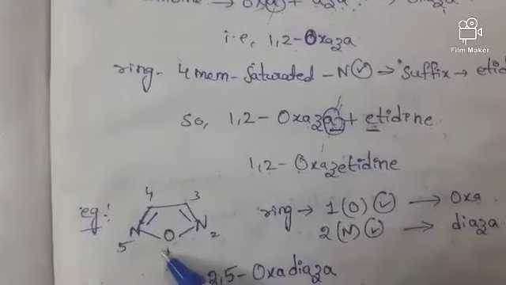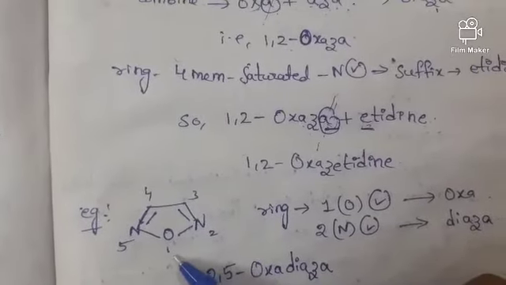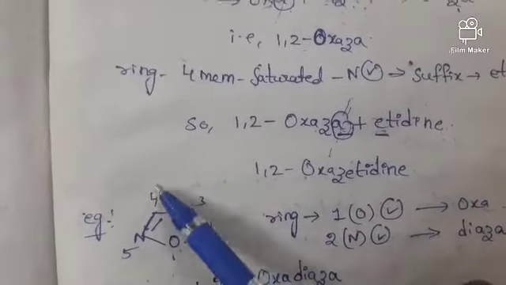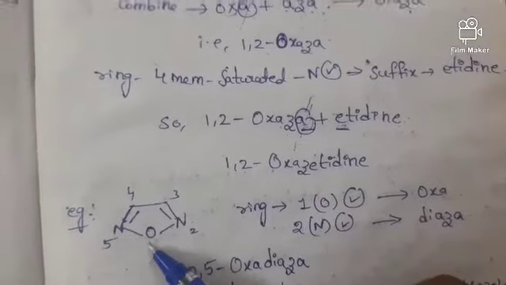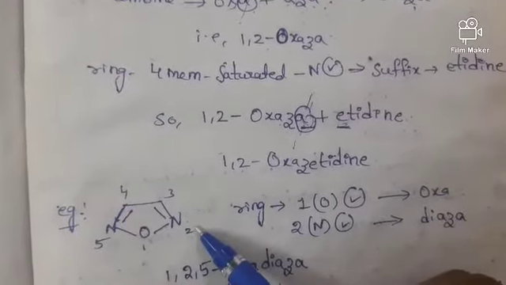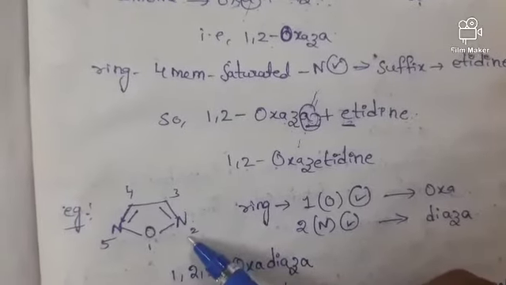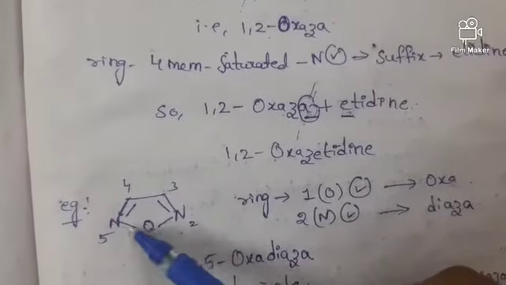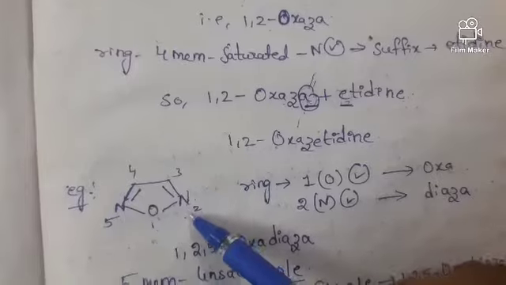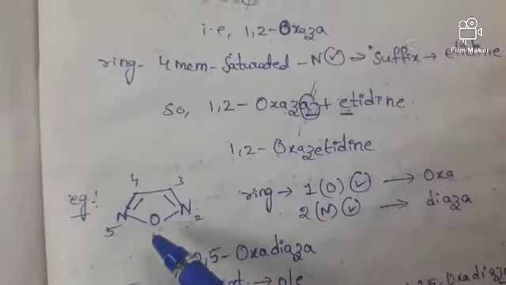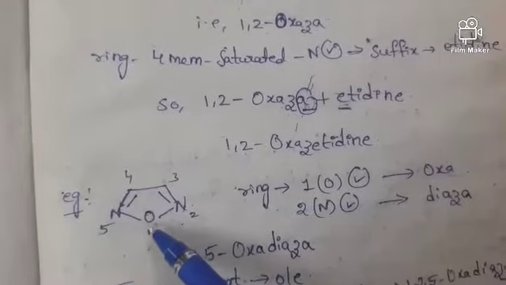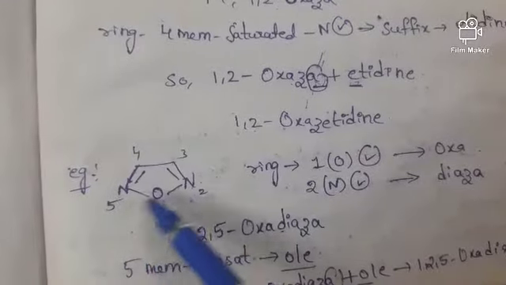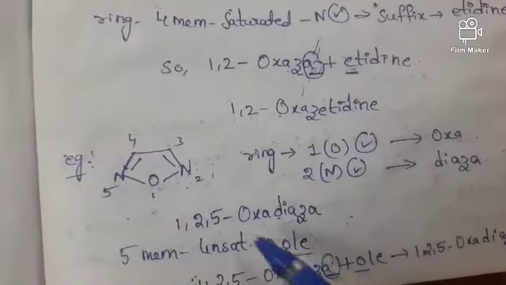Here, first look at the heteroatoms. Now let us give numbering. I already told you that oxygen gets the highest priority, so 1 2 3 4 5. Here one oxygen is present and two nitrogens are present. I already told you that if heteroatoms of the same type are present, then we should use di, tri, tetra like that. Here two nitrogen atoms are repeated, that's why we have to use diaza. For 1, 2, 5, we have given first priority to oxygen, that's why oxa, and here we have two nitrogens, that's why diaza.